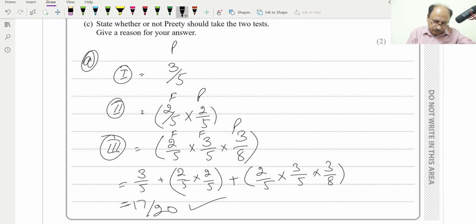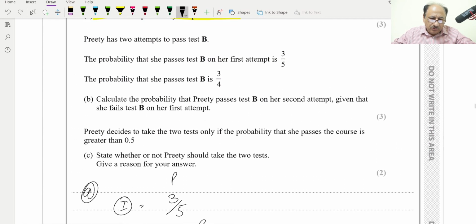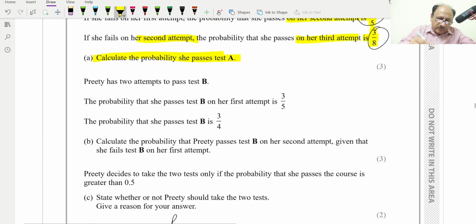Hopefully you understood this part. Now for the B part, Preeti has 2 attempts to pass B. The probability that she passes test B on her first attempt is 3 by 5. So first attempt is 3 by 5. The probability that she passes test B is 3 by 4. So calculate the probability that Preeti passes test B on her second attempt, given that she fails test B on her first attempt. So fail in first.